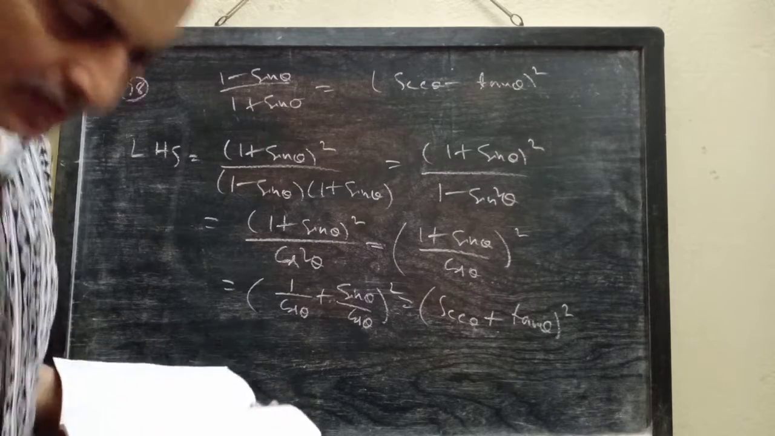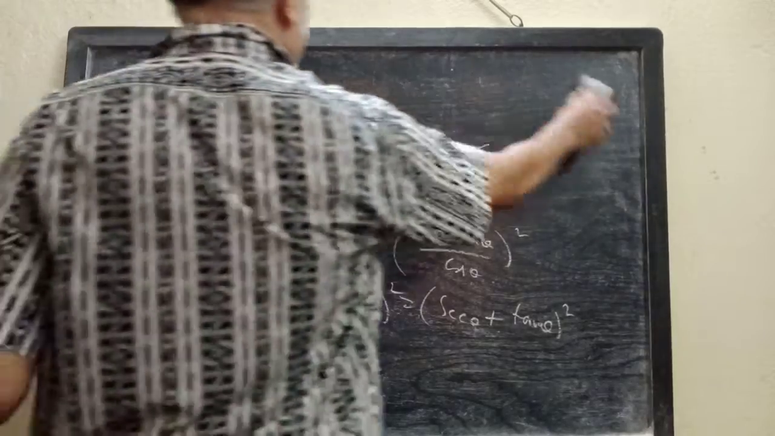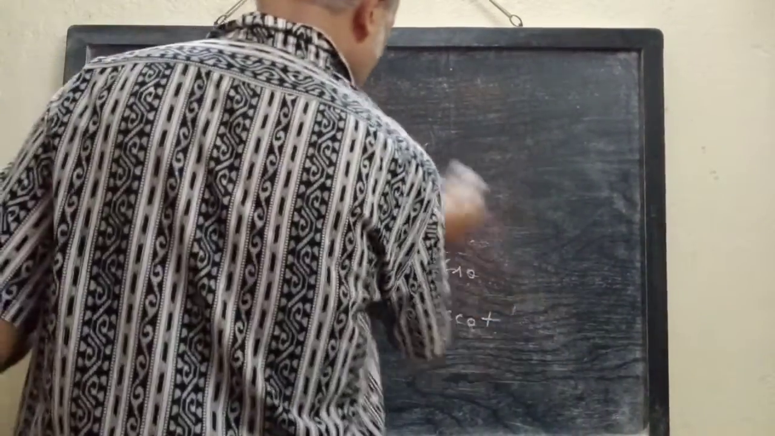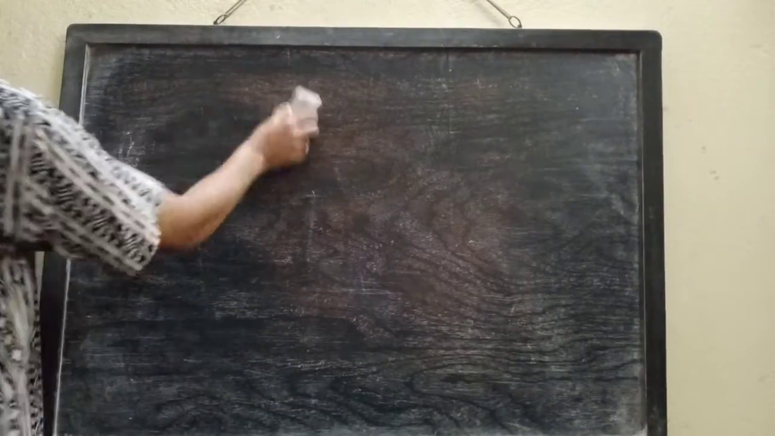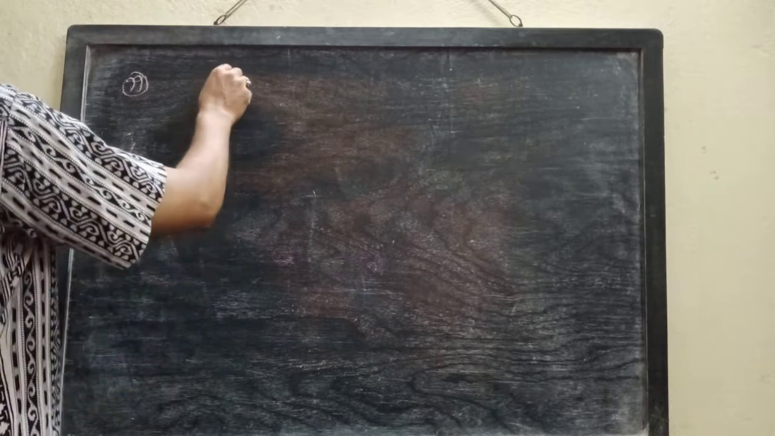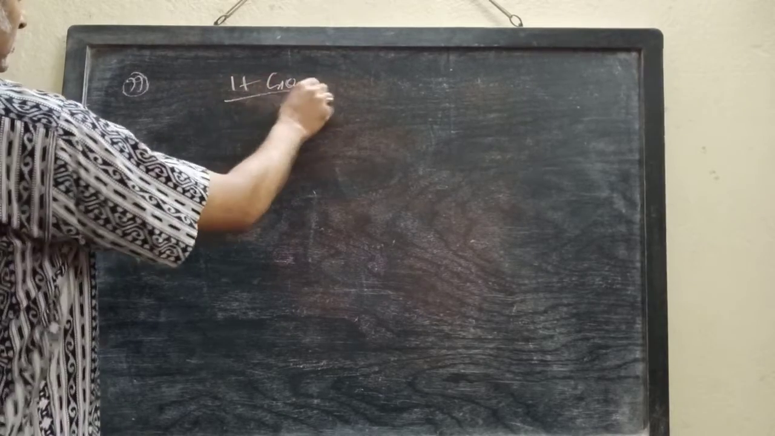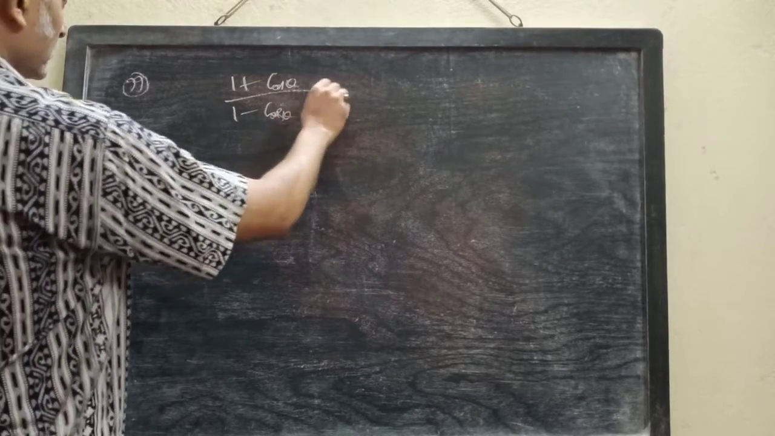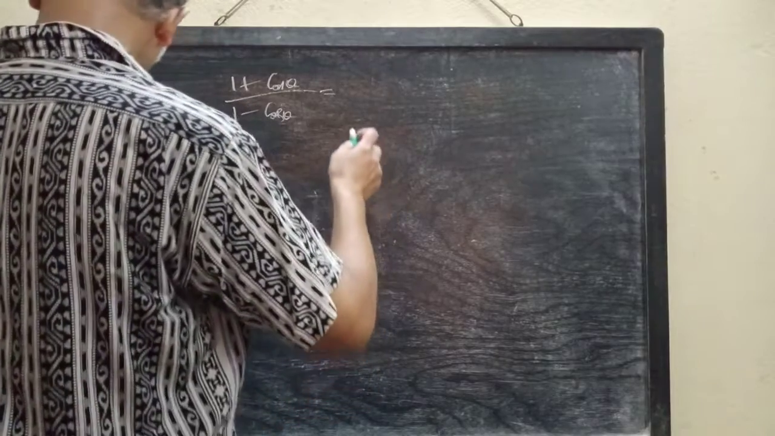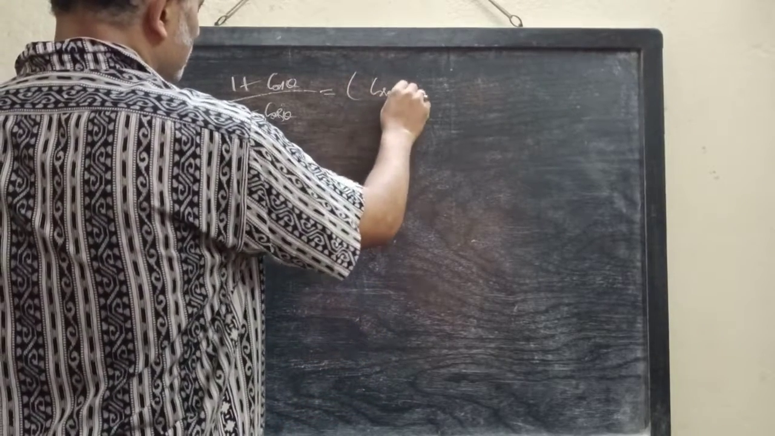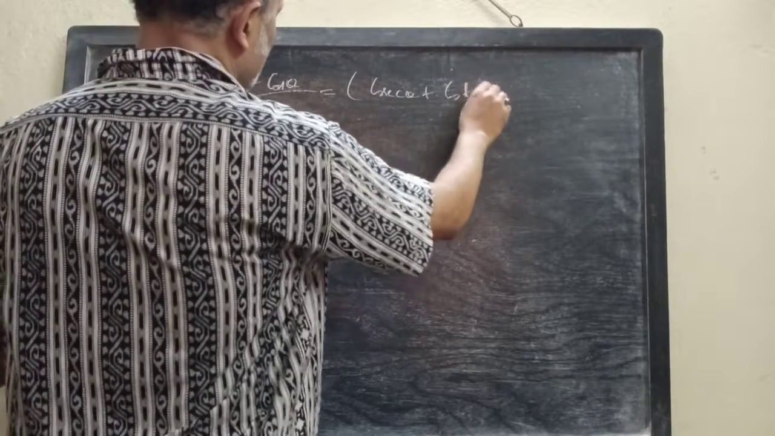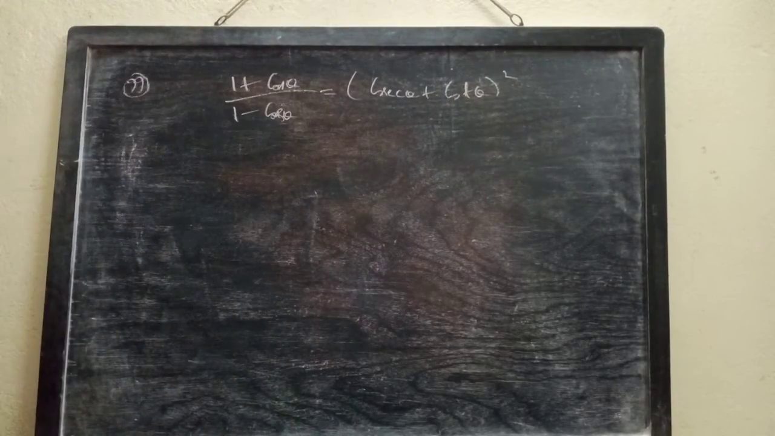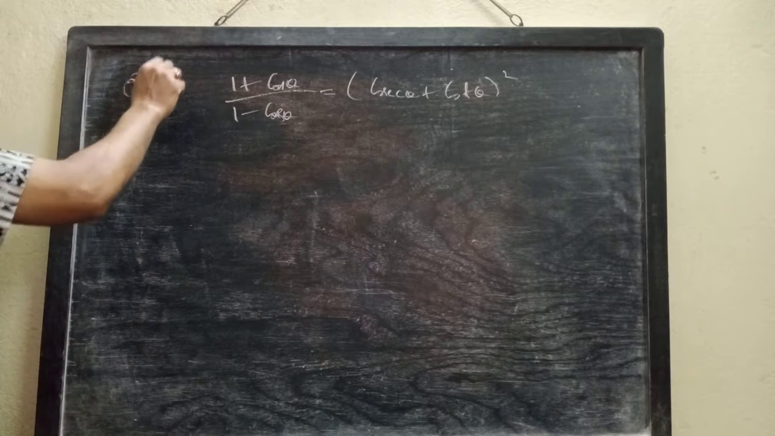Next, 99. One plus cos theta by 1 minus cos theta. This is equal to cosec theta plus cot theta whole square. Same way you can do it as homework. This is homework.